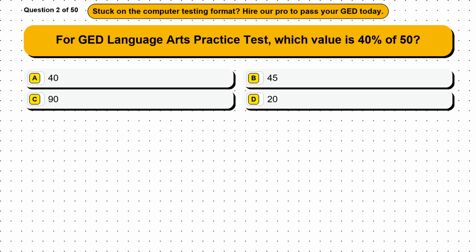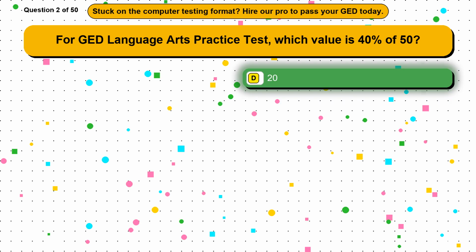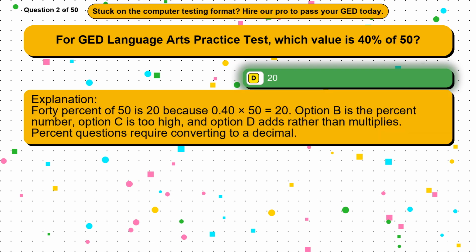Question 2. For GED Language Arts Practice Test, which value is 40% of 50? Option A, 40. Option B, 45. Option C, 90. Option D, 20. The correct answer is option D, 20. 40% of 50 is 20 because 0.40 times 50 equals 20. Option B is the percent number, option C is too high, and option D adds rather than multiplies. Percent questions require converting to a decimal.